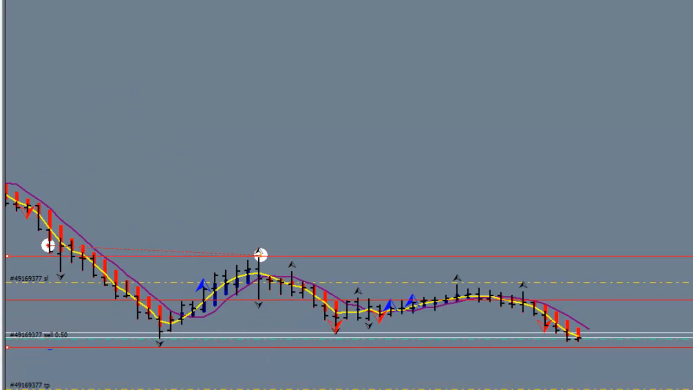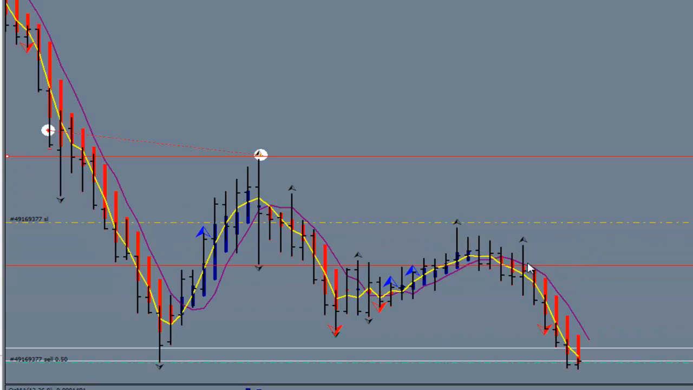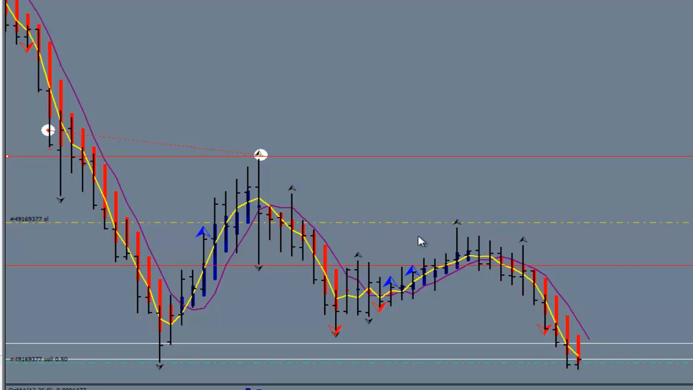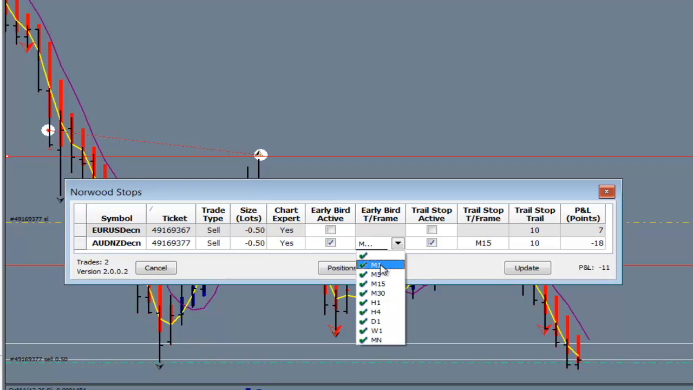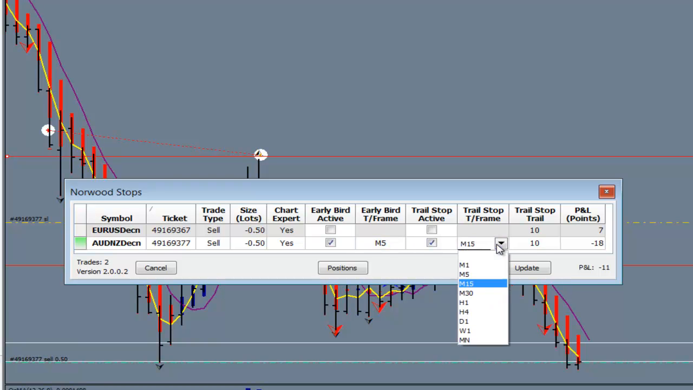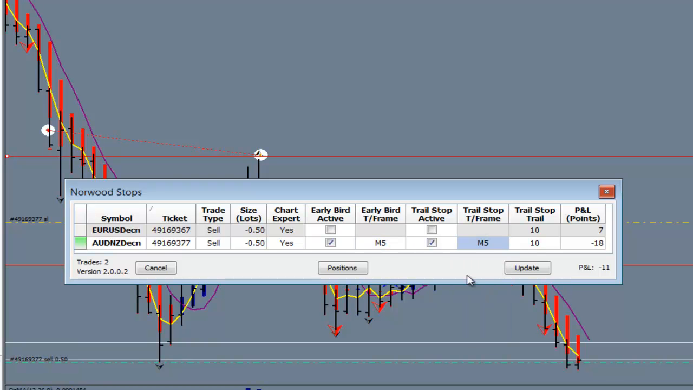Let's look at the 5-minute on this. Could we manage this on the 5-minute? Yes, we can. Let me see if we can change it on the fly, so let's just actually manage this on the 5-minute so we can see it doing something. And remember, it takes a minute to come up. I just have to click here. I want to manage on the 5-minute. I want it to trail on the 5-minute. And then I update it.